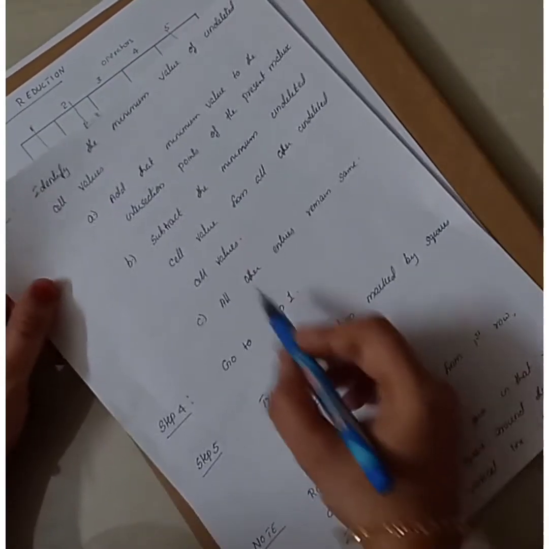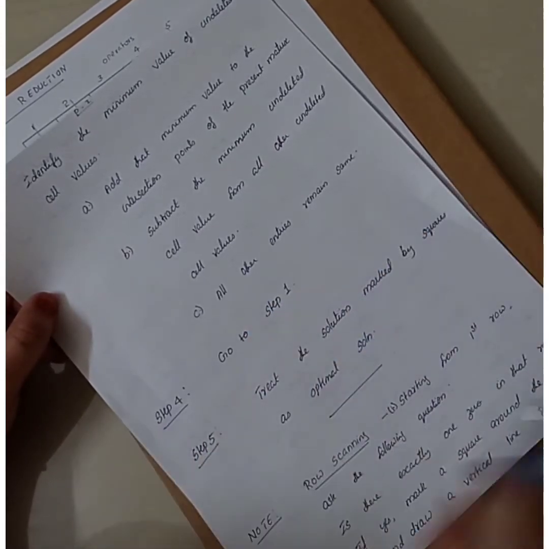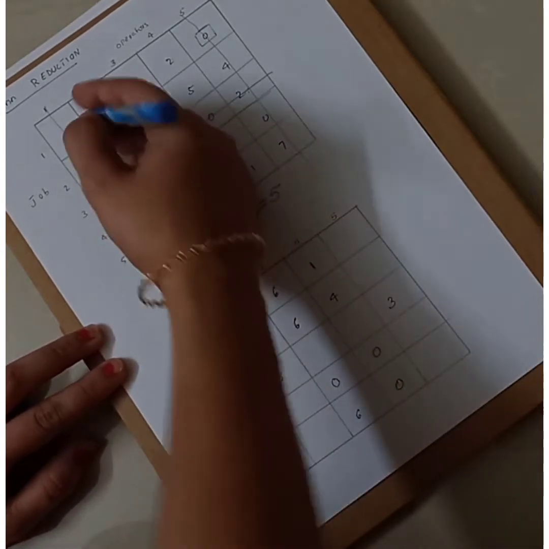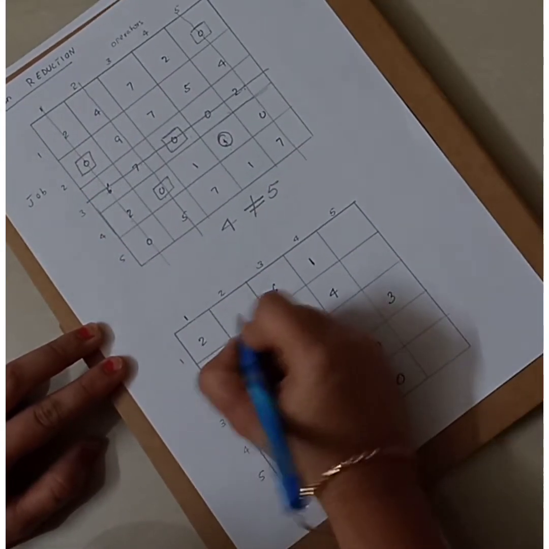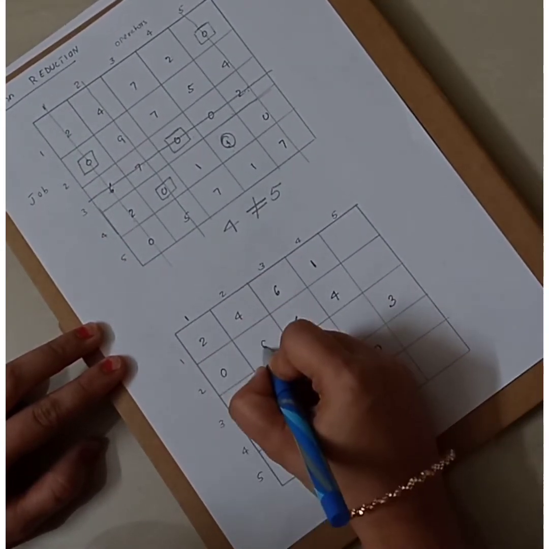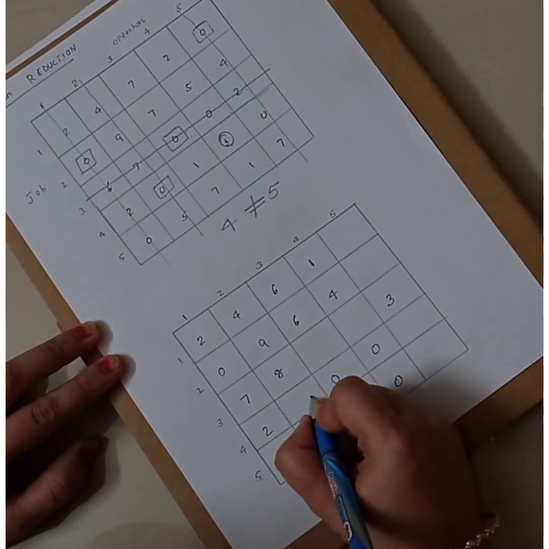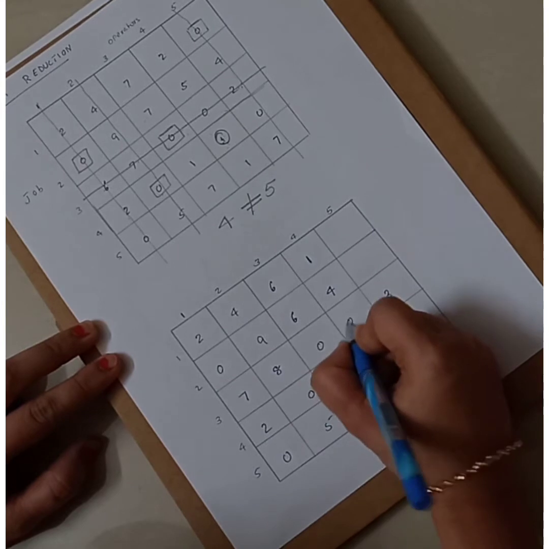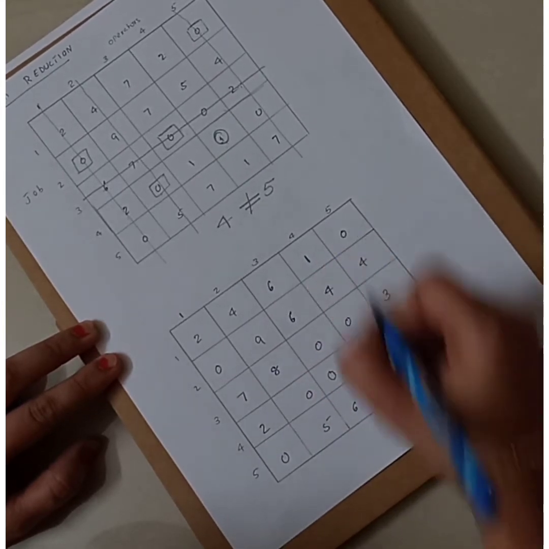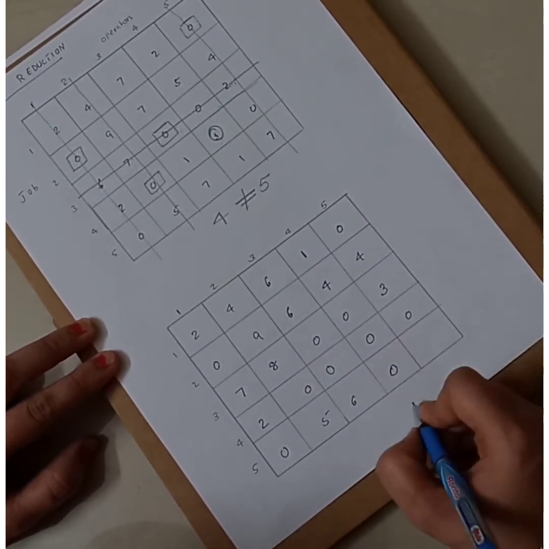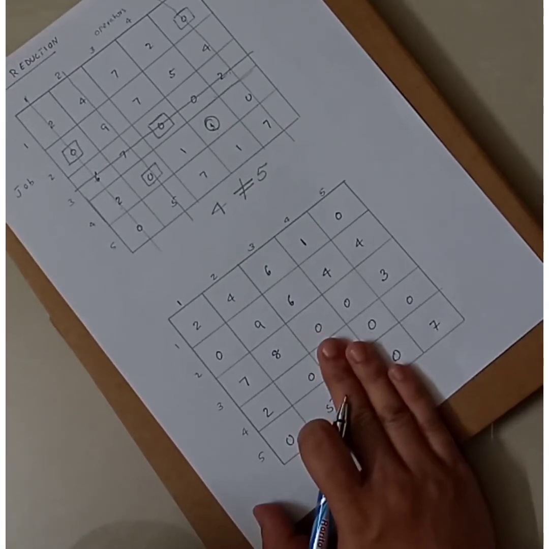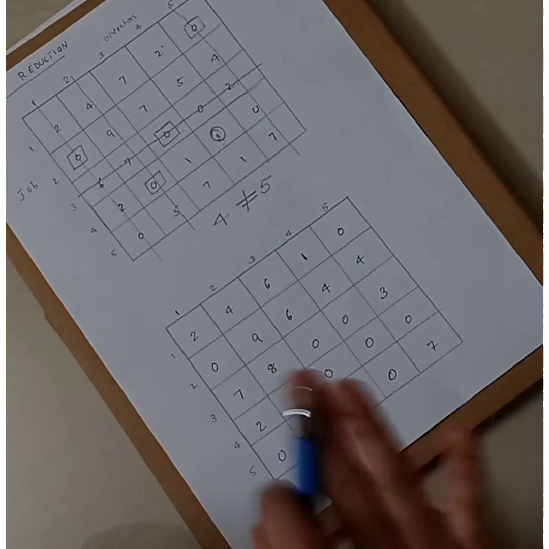After doing that, the third point says that all other entries will remain the same. That means all these deleted values will remain the same. So you have to just simply copy all the other values. 2, 4, 0, 9. Then you have 2, 0, 0, 5. Then this is 0, 0, 4, 0, 0 and finally 7. Okay, so this is our new matrix. I hope this is clear to you. The third step is over.